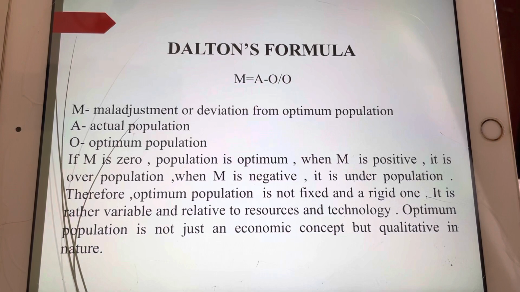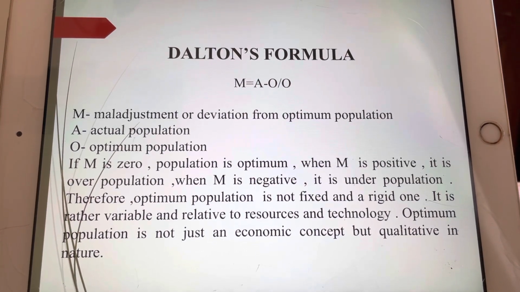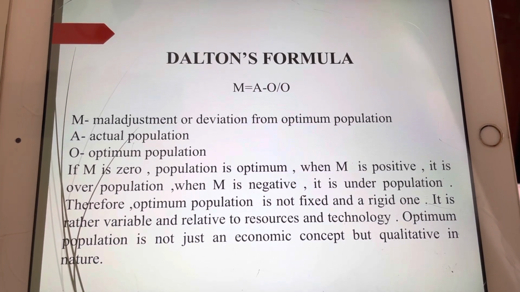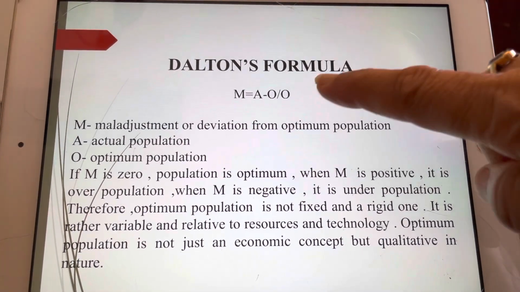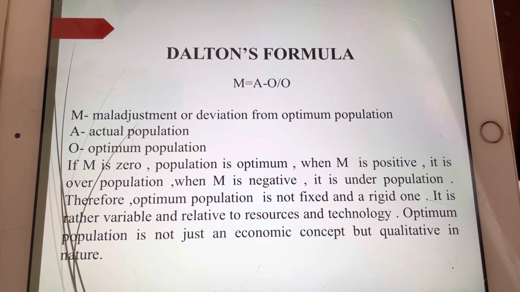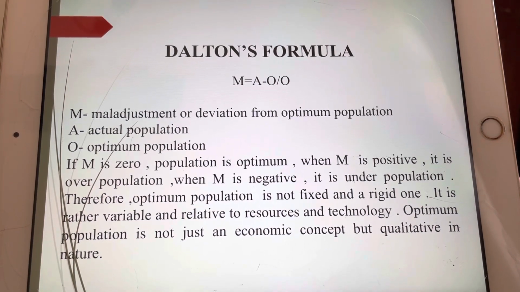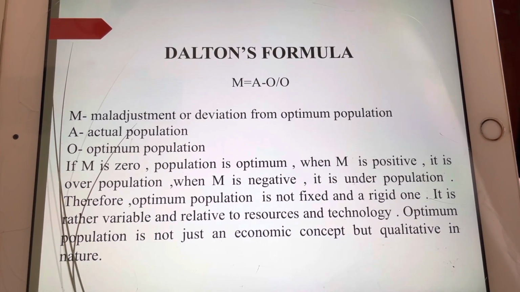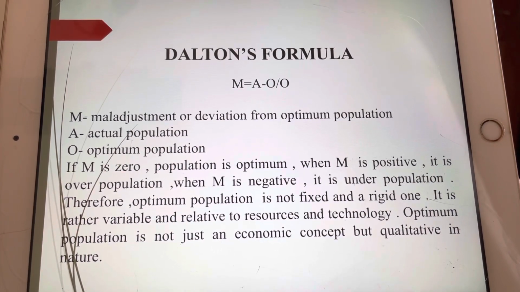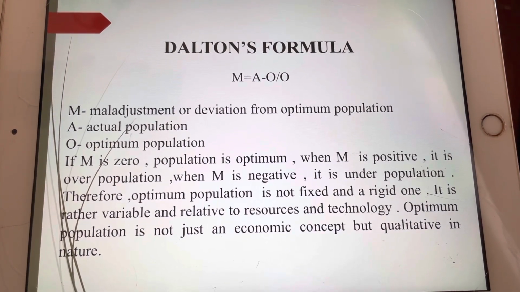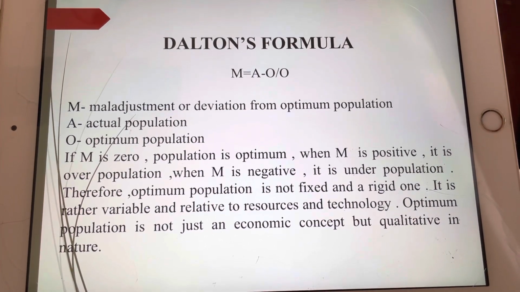Now we will see Dalton's formula. What does Dalton's formula say about the optimum theory of population? The formula shown here is M = (A - O) / O. M is the maladjustment or deviation from optimum population, A is the actual population, and O is the optimum population. So all three symbols are defined: M, A and O.